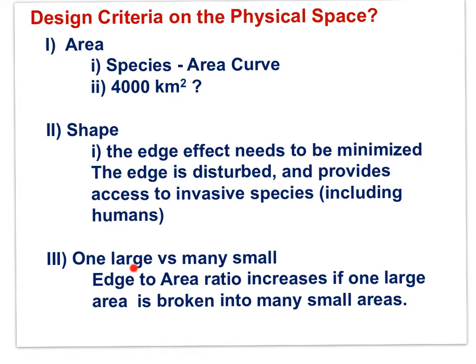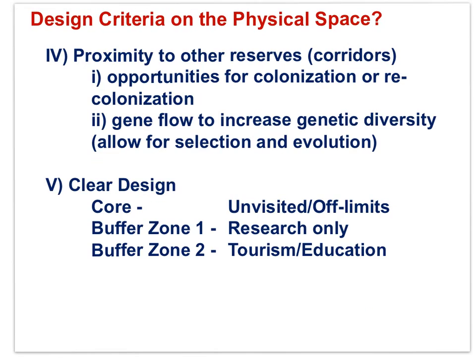And we'll look at one large versus many small parks. Edge to area ratio increases if one large area is broken into many small areas. I'll be showing you all of this in the slides to come. And more criteria: proximity to other reserves with corridors. This provides opportunities for colonization or recolonization if extinction has occurred.